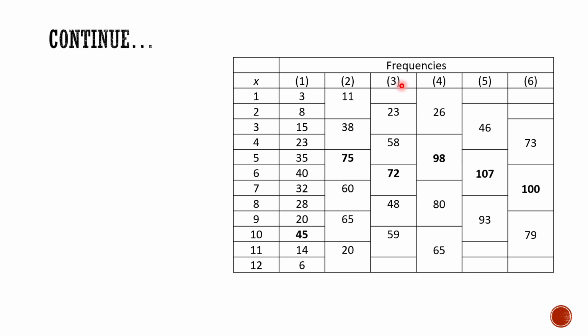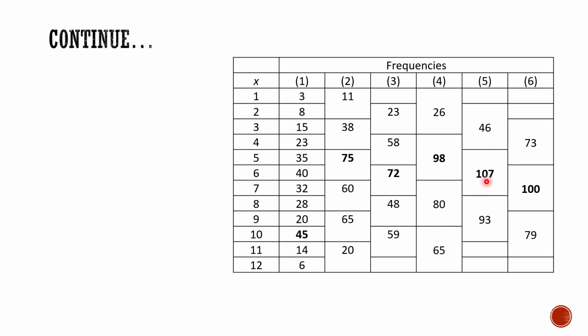Similarly, in column 3, we leave the first frequency and combine the remaining 2 by 2. So 8 plus 15 is 23, 23 plus 35 is 58, and so on. And here we have highlighted the maximum frequency, that is 72. Similarly, for column 4, we have combined the frequencies 3 by 3, and in column 5 we leave the first frequency and combine 3 by 3. So 8 plus 15 plus 23 is 46, and so on.